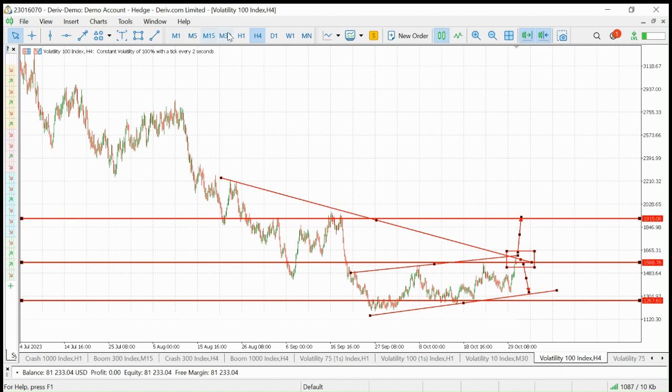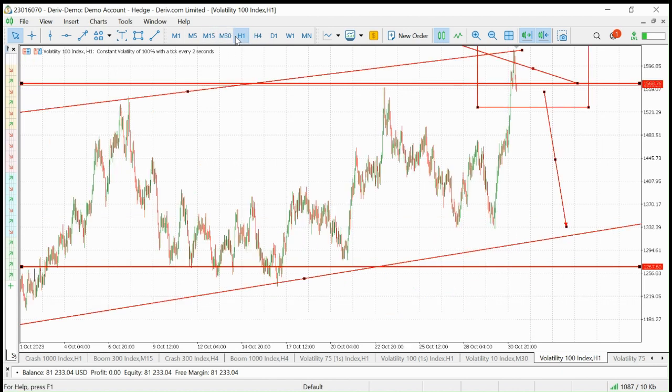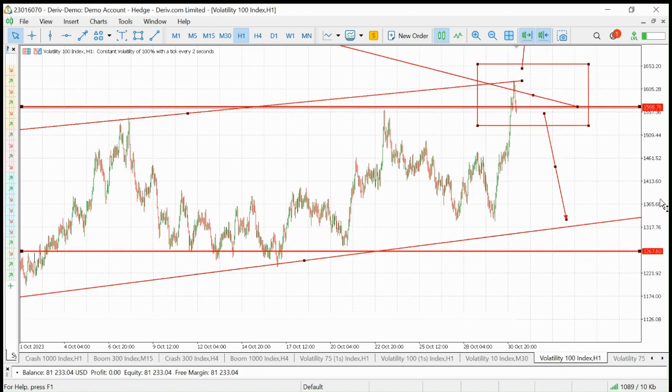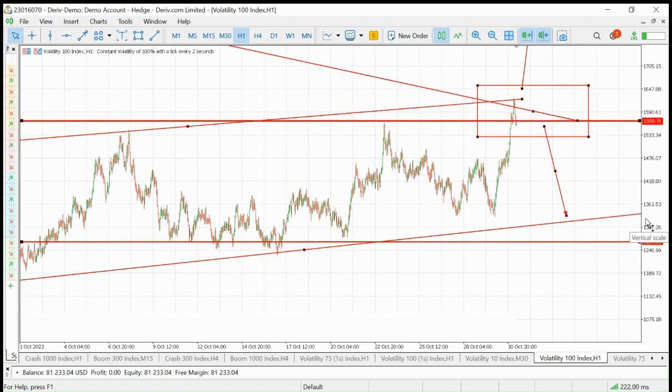Okay, let's go to the 1 hour time frame and see what we have. Okay, this is how the 1 hour time frame is looking. As you can see again, our channels are still being respected nicely. You can see that we had some trends in here, which we call trends in trends.